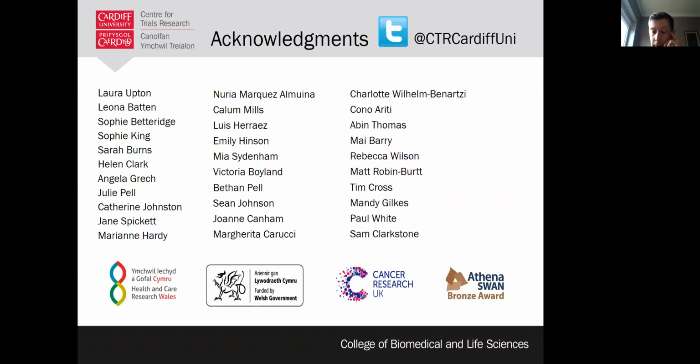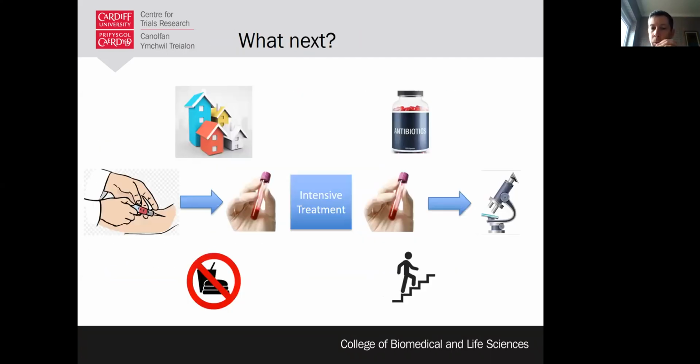So that's a very quick run through of how we use novel design in AML to try and answer a number of questions at the same time in a platform design, and also to test a number of different drugs at the same time in what we would call a multi-arm trial.